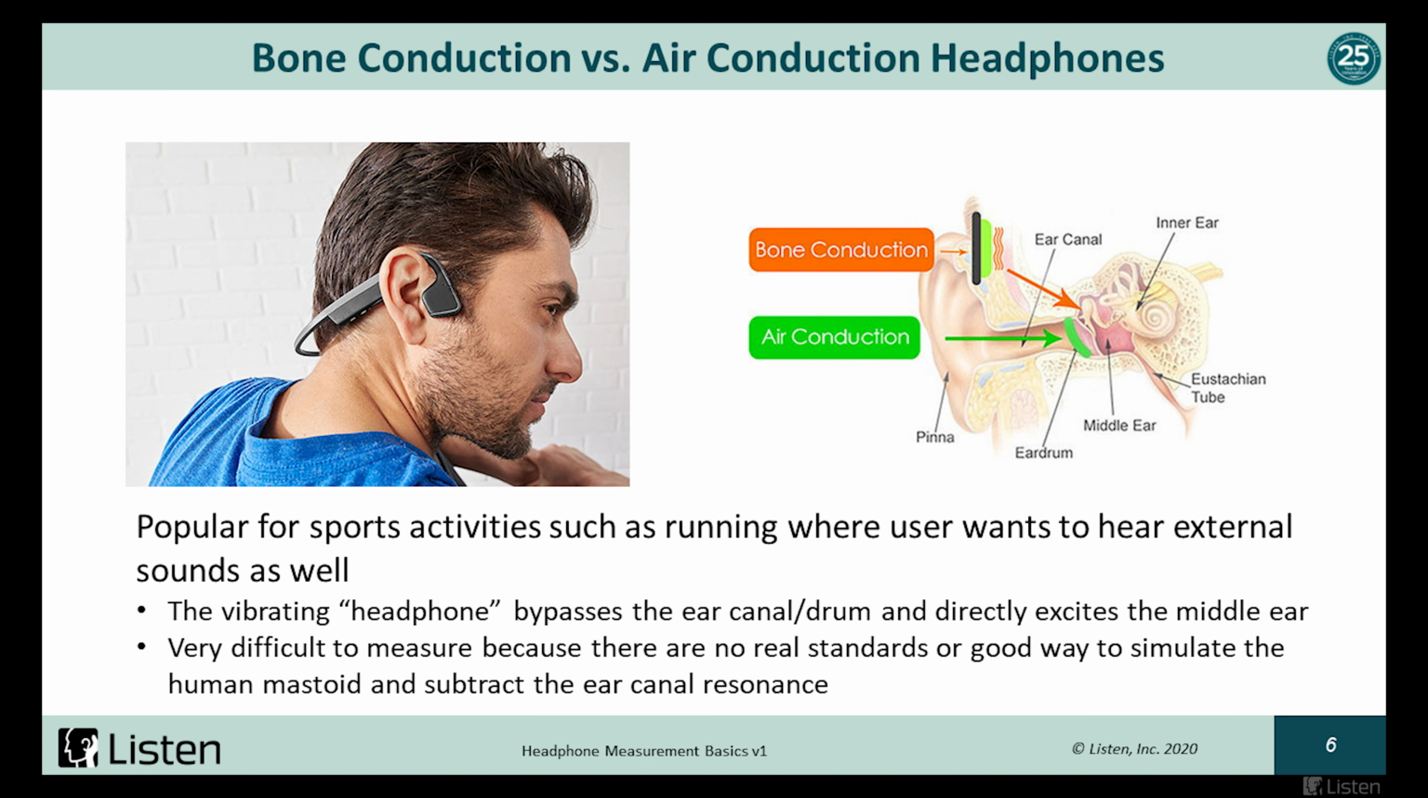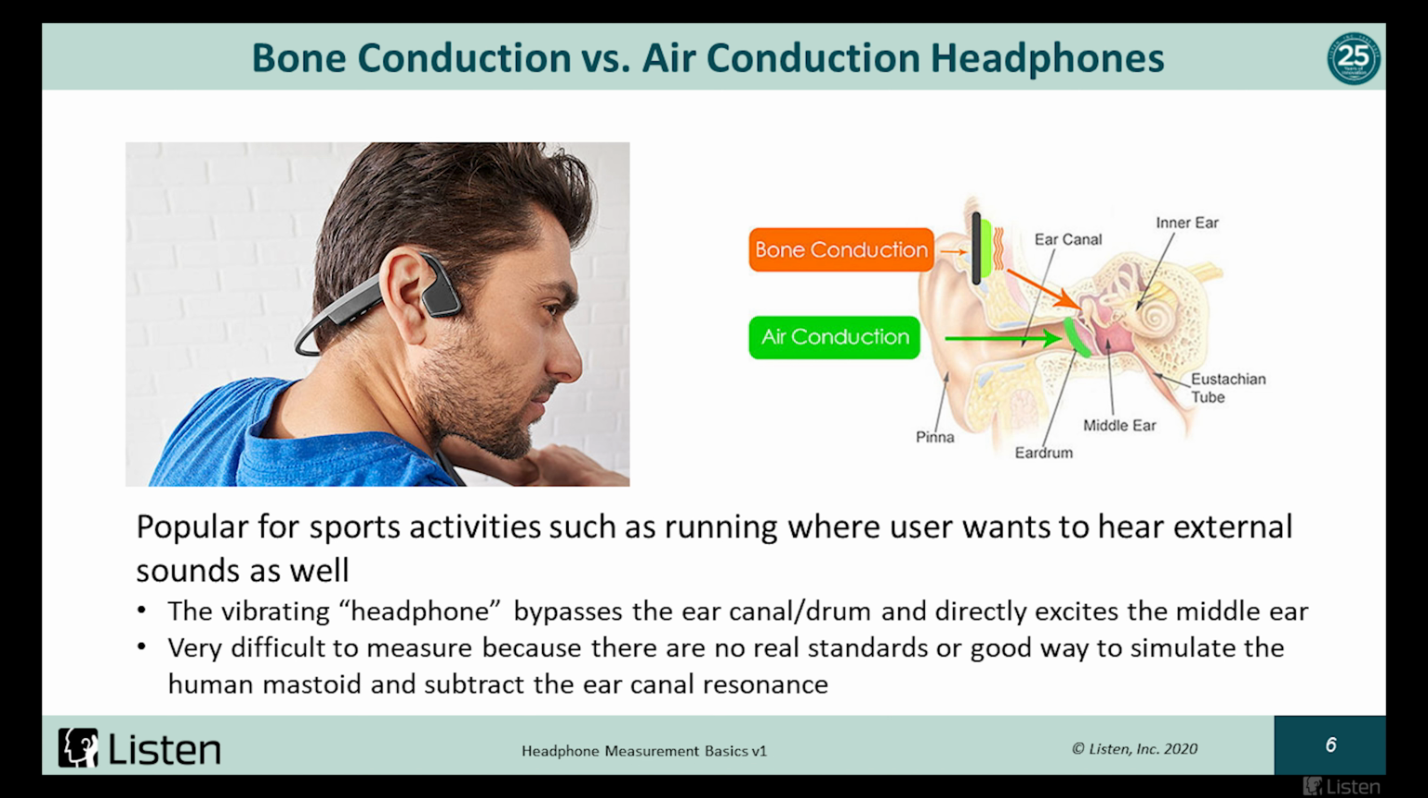Basically, these bone-conducting headphones bypass the ear canal and the drum and directly excite the middle ear. You can see in the diagram up here that we're not actually exciting the eardrum, but we're using bone conduction to go directly to the middle ear. And that's both good and bad.